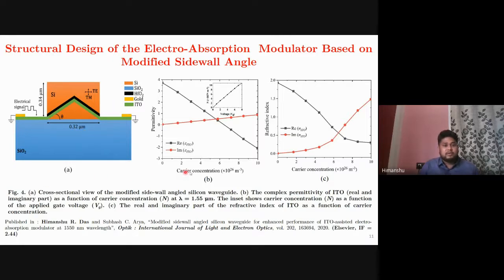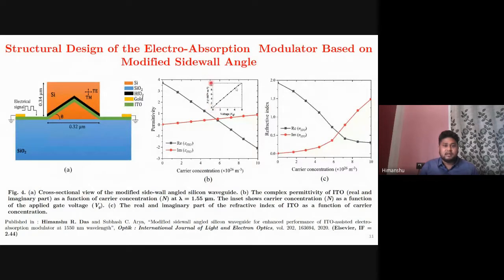Coming to figure 4B, it shows the change in permittivity when there is an increase in carrier concentration for the device. We can see that at a carrier concentration of 6.445 into 10 to the power 26 per meter cube, the ENZ condition for this device is achieved, that is around 6.45 into 10 to the power 26 per meter cube. This carrier concentration corresponds to a particular voltage, which is shown in the inset of figure 4B.